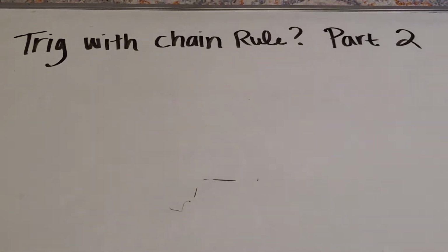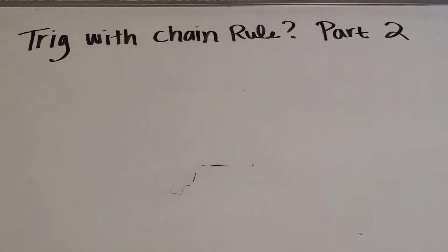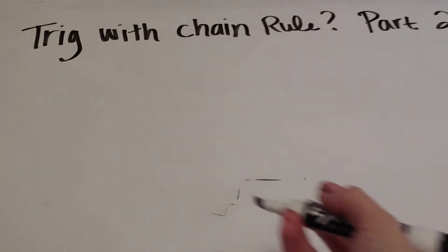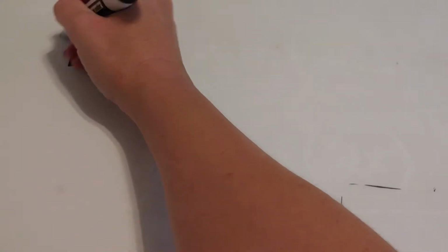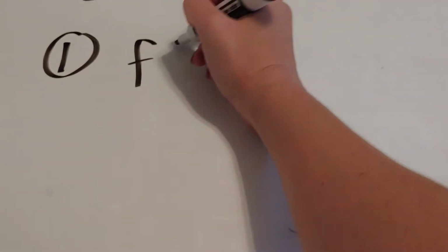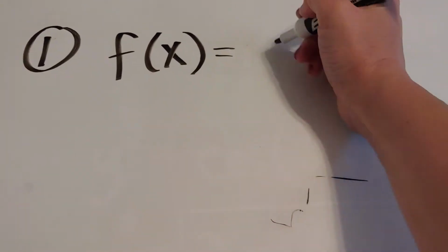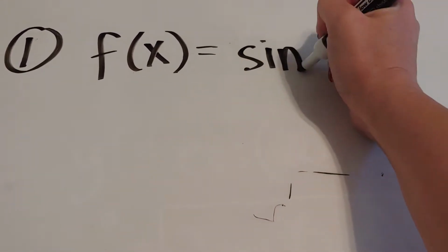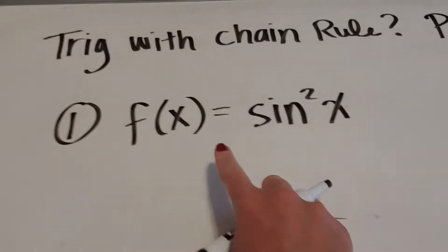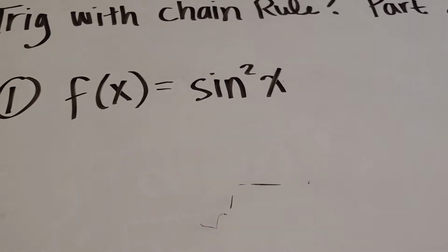Here's my second video with trig with chain rule. As you can see, I've named it part 2. Okay, so these are very tricky problems, and no, I don't mean like we are trying to purposely make awful problems. What I'm saying is that the chain rule is so small that students don't even see it.